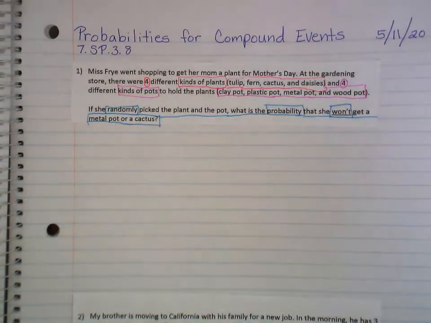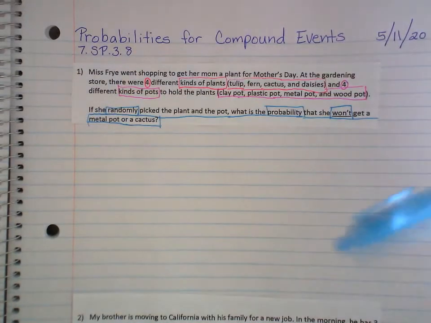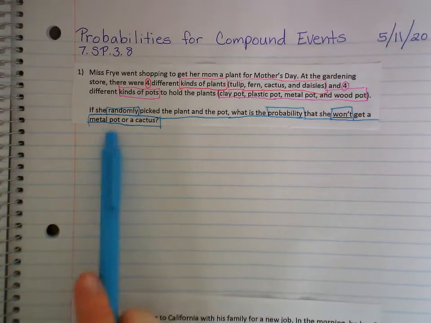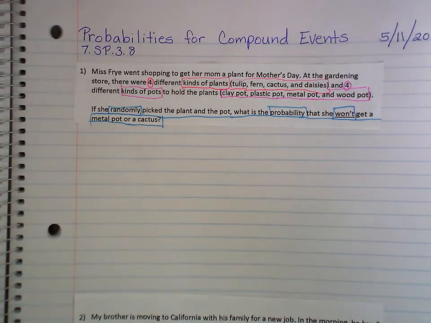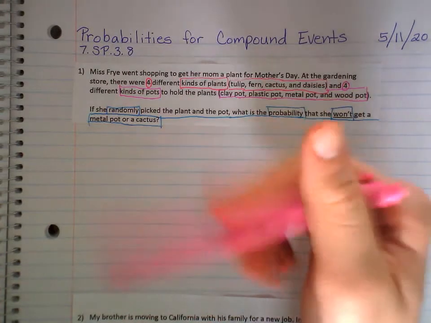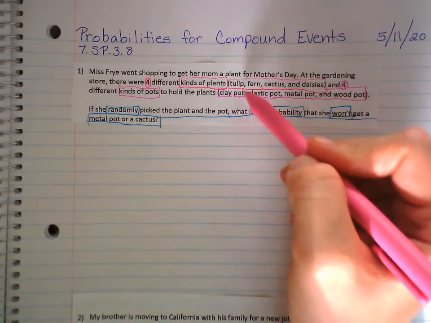All right, so I'm going to Walmart or Home Depot, gardening store. All right, they have 4 different kinds of plants and 4 types of pots. We want to know the probability that when I randomly pick the plant and the pot, I'm not going to get a metal pot or a cactus. So for compound events, we need to draw tree diagrams. Okay, so the first branch, I guess, is the base. So it's the kinds of plants.